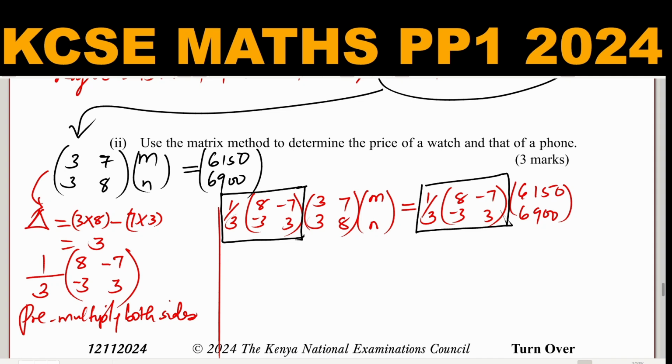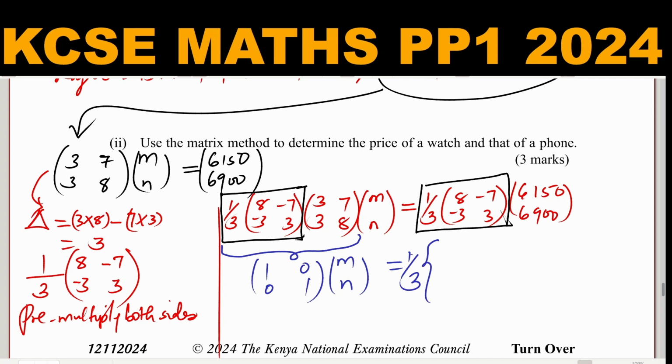Now you notice that on the left hand side, when you multiply out everything here, you'll get an identity matrix. You get 1, 0, 0, 1. That is what you get. Then for the right hand side, you can multiply these two, 8, negative 3, negative 7, 3. So let me multiply that.